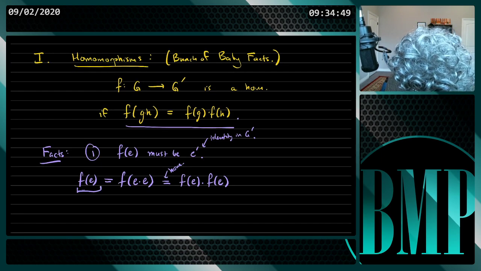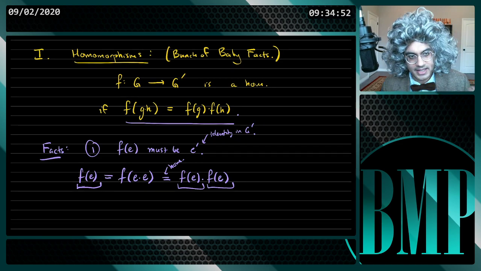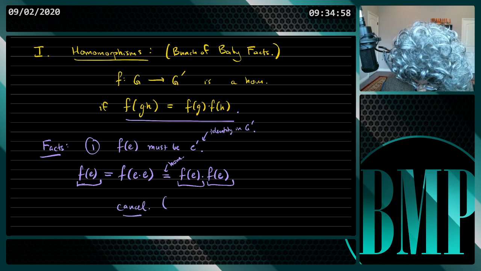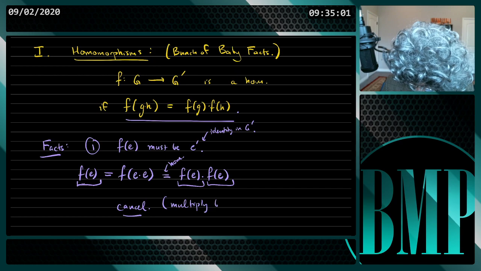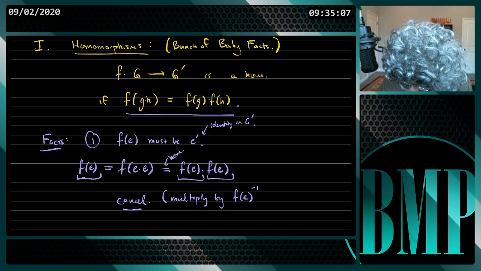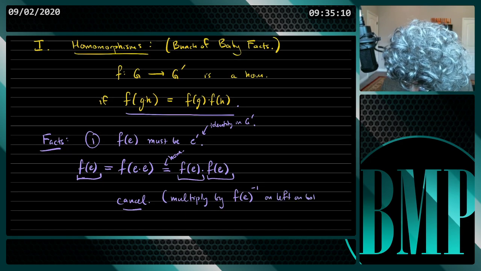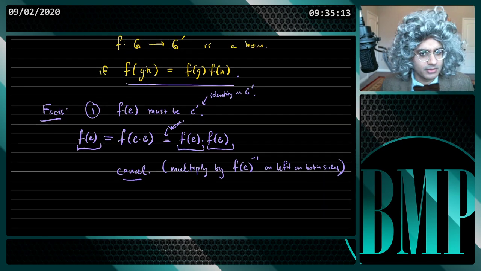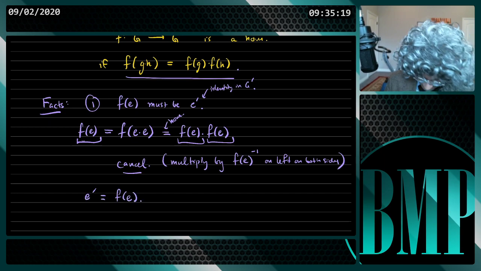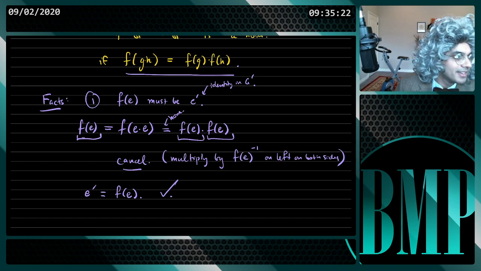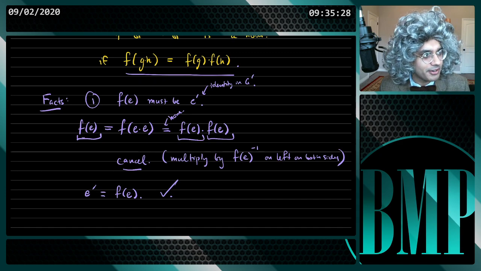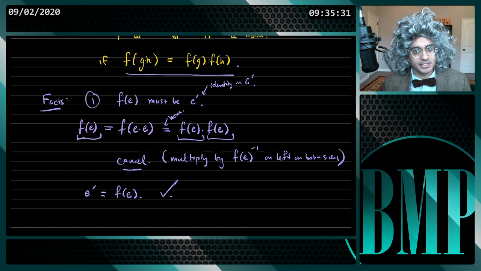And so whatever this element is in the target group, it is its own square. And so multiply by f of E inverse on the left on both sides, for example. That's what left cancel means. And then you get E prime equals f of E. All right. So if you respect the group law on both sides, that means you better have sent the identity to the identity. That's just a consequence.